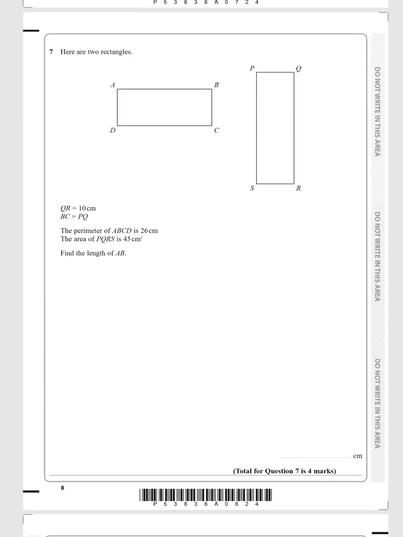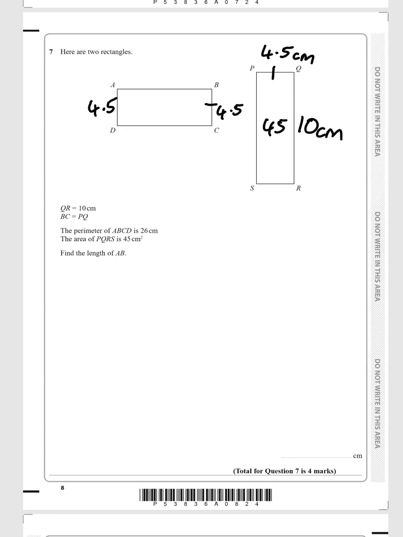Alright, question 7. What have we got going on here? QR is 10 centimetres. I do think just writing on the diagram helps. BC and PQ, they're the same, so mark those on as the same. The perimeter of ABCD is 26, and the area of PQRS is 45. Well, if that's 10, that must therefore be 4.5, because 4.5 times 10 gives you an area of 45. And once we know that's 4.5, we know that's 4.5, and that's 4.5.